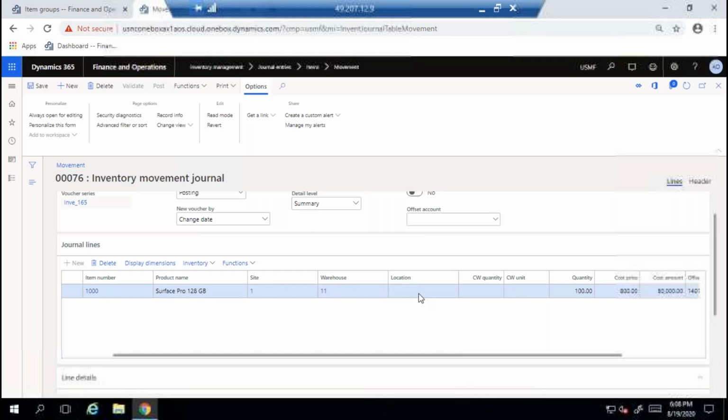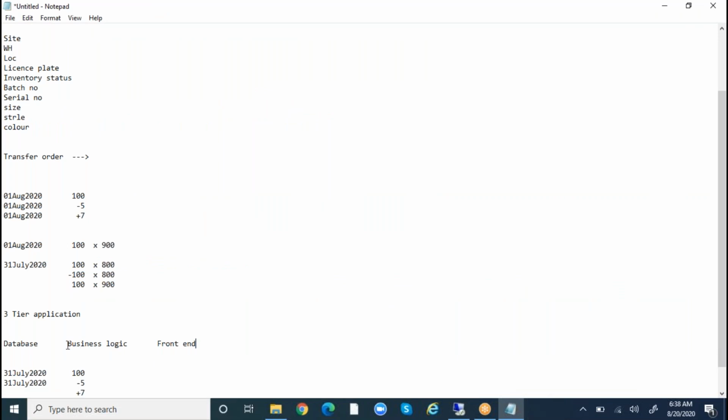Whatever you are entering here is the look and feel for you, and this business logic will be executed from AOS. This is the application object server, because for everyone it is important. AOS, application object server. The front end is like a .NET application. The back end is the SQL Server database.